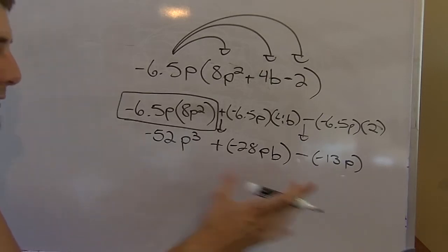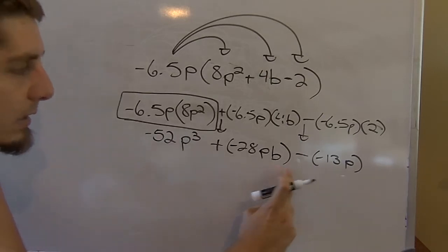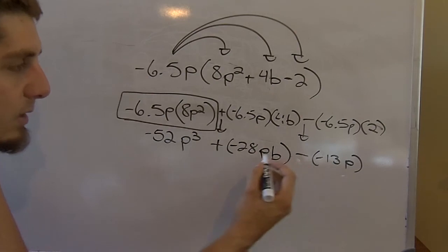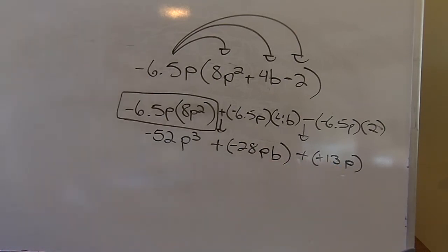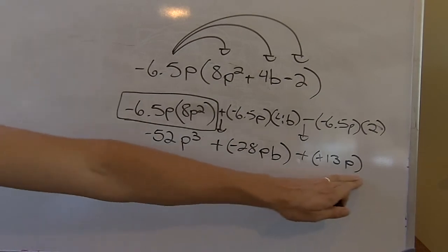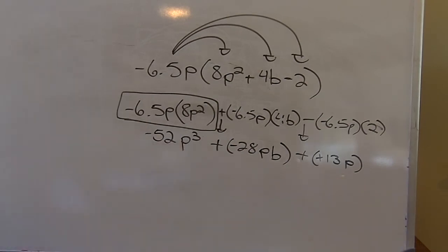At this point, to finish off my problem, I'm going to keep, flip, change, or add the opposite here. So I keep, flip, change that to a positive 13p, and that is my final answer. Negative 52p to the 3rd power plus negative 28pb plus 13p.